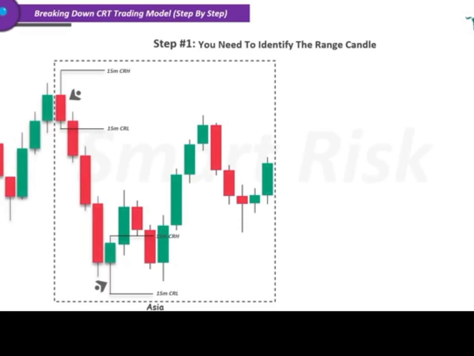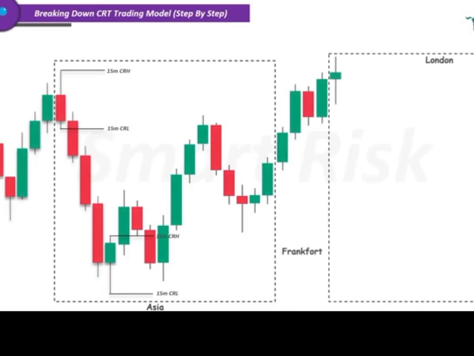The reason is simple. When a new session begins, manipulation often happens by sweeping the liquidity resting above or below these exact candles. For example, if you're trading the London session, the first step is to highlight the highest and lowest 15-minute candles from the Asian session as your potential range candles. Then wait for London to open and monitor price action closely. Once price enters one of those upper or lower range candles, sweeps its liquidity, and immediately reverses back inside the range, that becomes our first layer of confirmation.